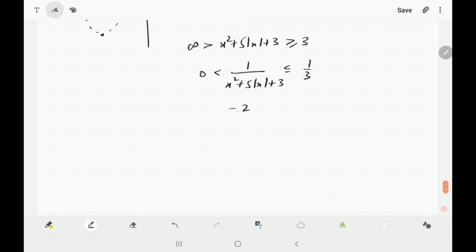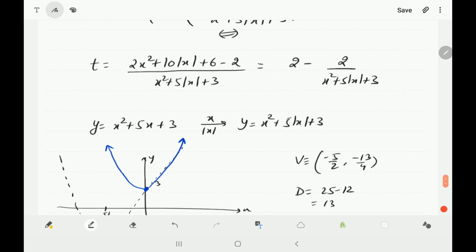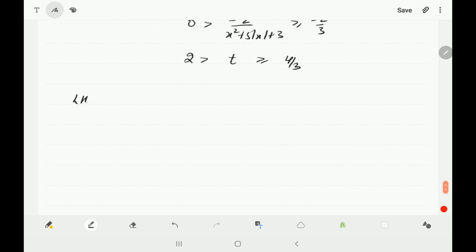So once you multiply with minus 2, the inequality will change again. So this will become minus 2 by 3 and this will become 0. Once you add 2, you will have the term t, and you will have 2 minus 2 by 3, which will be 4 by 3. Now our left hand side will become pi by 2 minus cos inverse of cos t, where t belongs to 4 by 3 to 2.